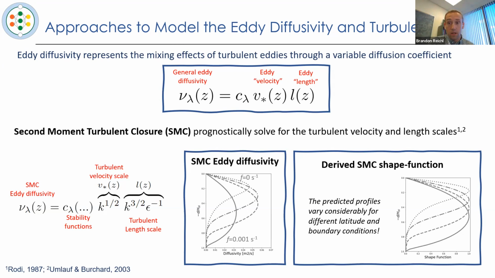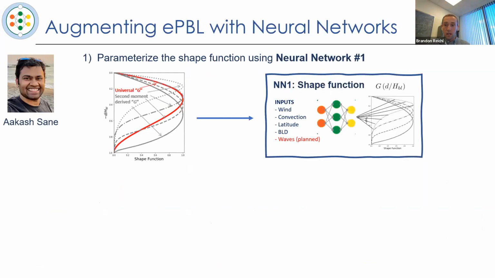So now I'm going to start to walk through how we're going to use machine learning and specifically neural networks to try to better represent what we think are fairly reasonable ideas and predictions coming out of the second moment closure in our first order parameterization. And again, I need to give a big shout out to the postdoc who's done a lot of the heavy lifting on this work. This is Akash Sani, pictured here.